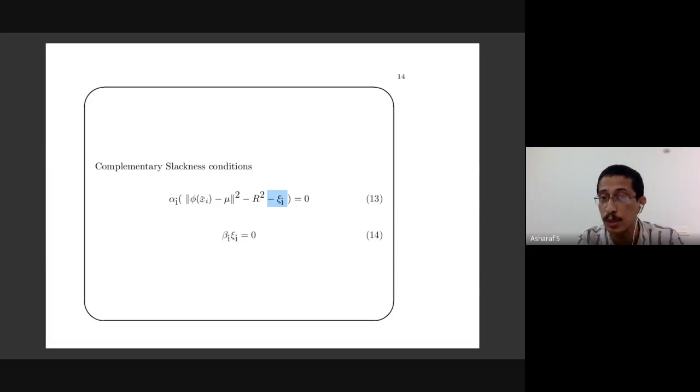With α_i equal to 0, ‖φ(x_i) − μ‖² − R² has to be less than or equal to 0, which means that ‖φ(x_i) − μ‖² has to be less than or equal to R². So the points with α_i equal to 0 are the points which are well behaved, meaning essentially they are inside or on the periphery of the sphere under consideration.